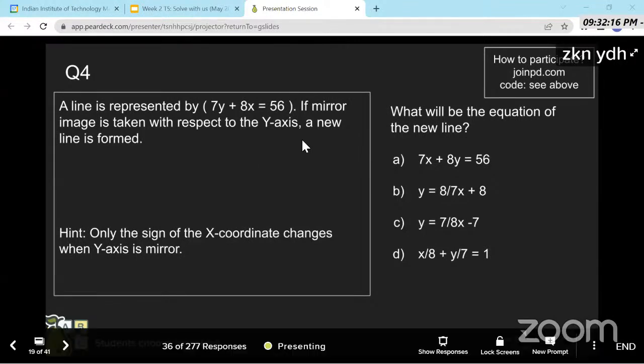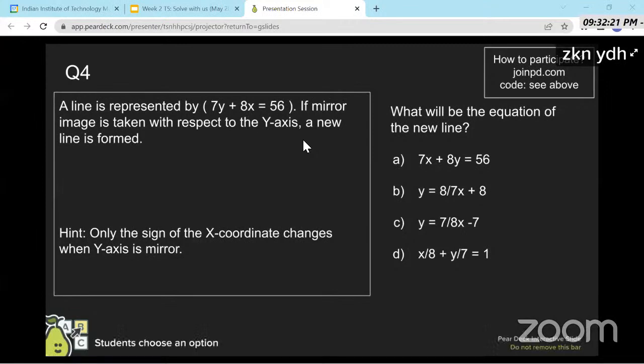So all you have to do is, first of all, I will advise you to draw this line on your sheet, on your XY plane, and then just imagine the y-axis is your mirror. If the y-axis is the mirror, what changes? That is something you know. In the hint, it is given that only the sign of the x coordinate changes when the y-axis is the mirror. If that is the case, then what is the equation of the new line?